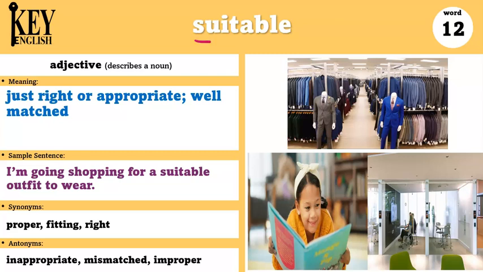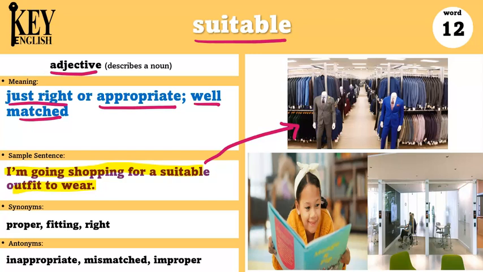Our last word is suitable. Suitable is an adjective and it means just right or appropriate, well matched. So something that is suitable means it's correct for whatever you are doing. For example, I'm going shopping for a suitable outfit to wear. Maybe someone has to go to a fancy dinner or a dance and they need to wear something suitable like a suit. So they're going shopping for a suitable outfit, for something that is right or something that is correct.